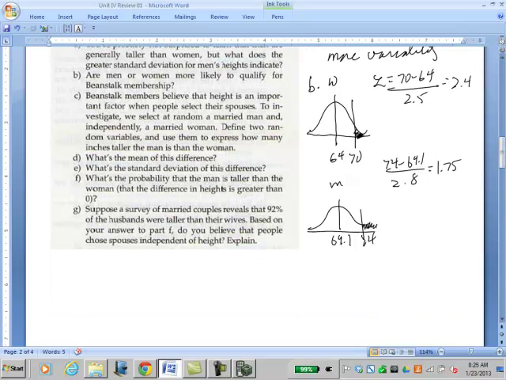C. Beanstalk members believe that height is an important factor when people... See, why don't you get the same number of men and women in your... I mean, that seems really stupid. None of you guys are statisticians? To investigate, we selected at random a married man and independently a married woman, defined two random variables, and used them to express how many inches taller a man is than a woman.